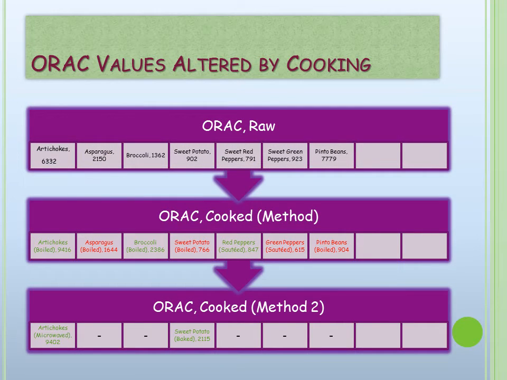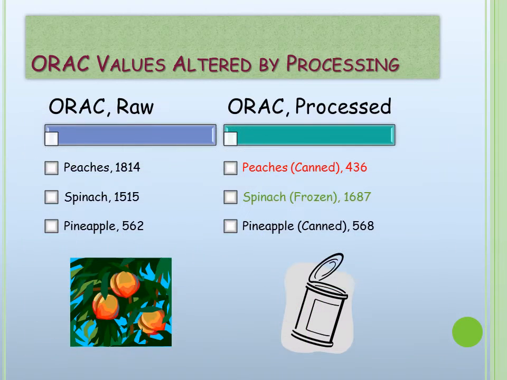Here's an example of how the same item, raw and cooked, in some cases by multiple methods, can be positively or negatively affected. Of interest is the boiling versus baking of the sweet potato. Boiling decreases ORAC content from the raw level, and baking more than doubles the ORAC value. Here's an example of how the post-harvest processing of the food can alter ORAC value. Canning in some instances can lower ORAC values, while flash freezing seems to increase levels in some instances.